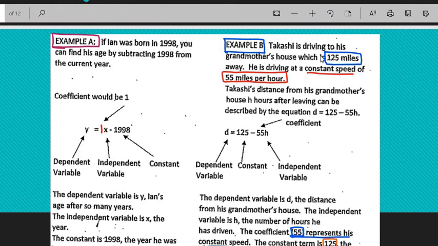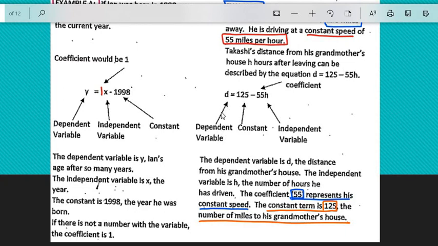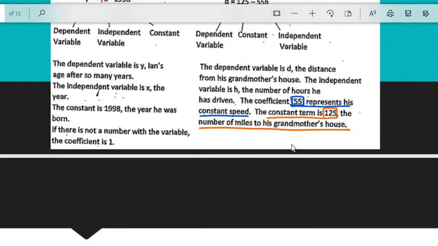Now example B, Takasha is driving to his grandmother's house, which is 125 miles away. He is driving at a constant speed of 55 miles per hour. So Takasha's distance from his grandmother's house, H hours after leaving, can be described by the equation D equals 125 minus 55H. Now your dependent variable is your D right here, and this is the one that will change. Now your constant term is 125. Your coefficient right here is your 55. And your independent variable right here is your H.